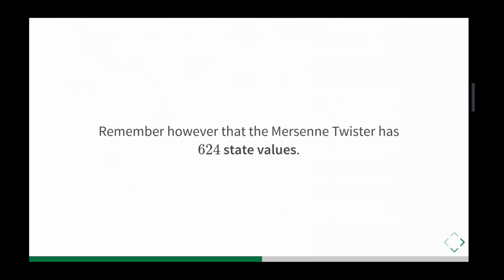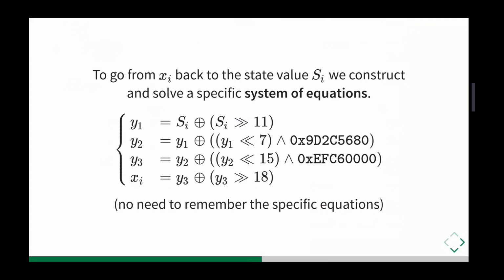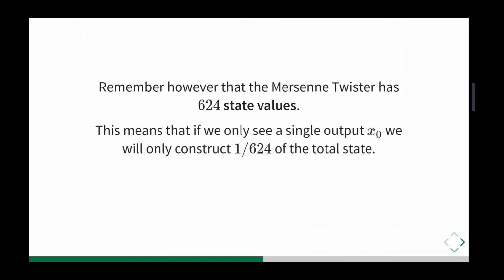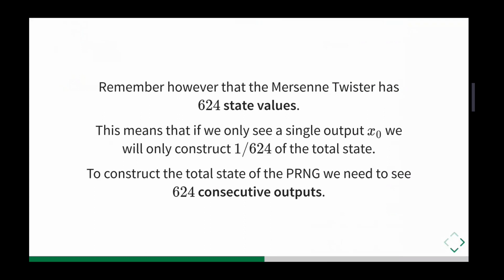But remember, say that I have s of i, I extract one state value. But the Mersenne Twister has 624 state values. So if I only see a single output, I'm able to reconstruct 1/624 of the total state, only that portion. And this gives a bound on the outputs that I need to see to reconstruct the full internal state. Because if I want to reconstruct the full internal state, I need to observe 624 consecutive outputs: x of 0, which gives me s of 0, x of 1, which gives me s of 1.